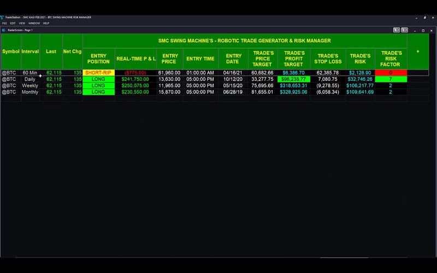Swing Machine is short Bitcoin at $61,960. That futures contract could be short against someone who actually continues to hold their Bitcoin. No hedge, you're going to take it in the shorts, in the pants. Good luck.